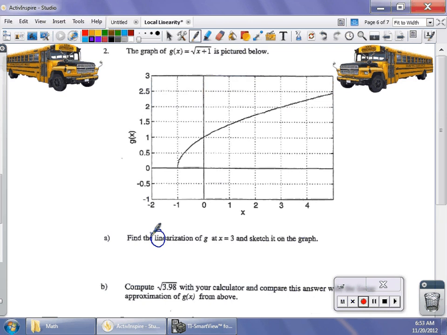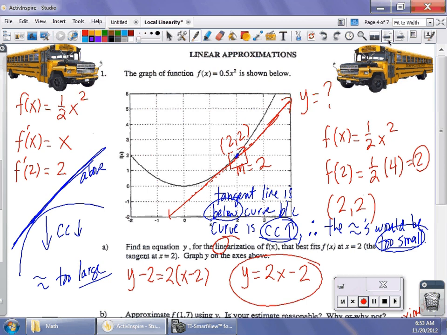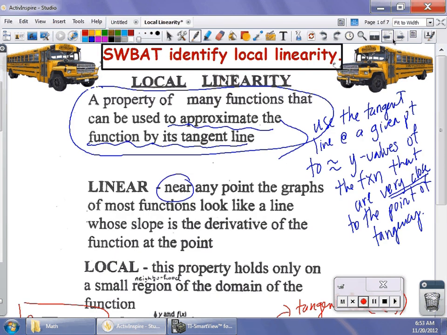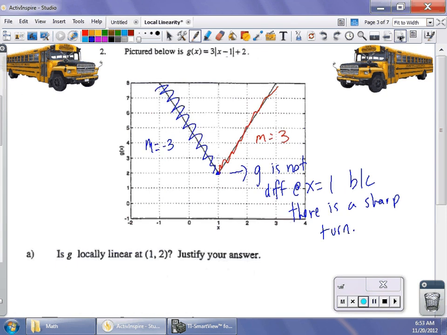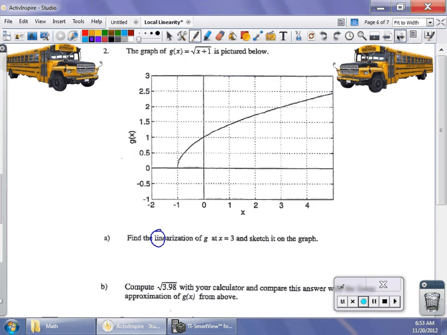Is this the curve that we had before? Oops. Square root of x plus 1. All right, so the linearization means write the equation of a line. Y minus y1 is equal to m times x minus x1.